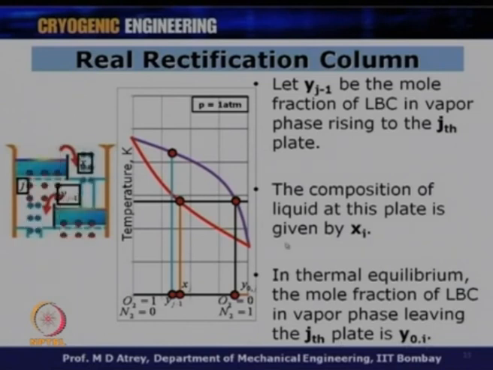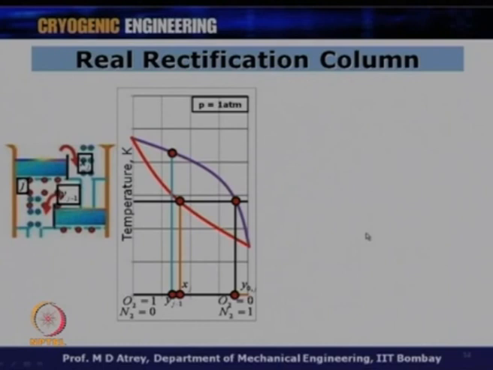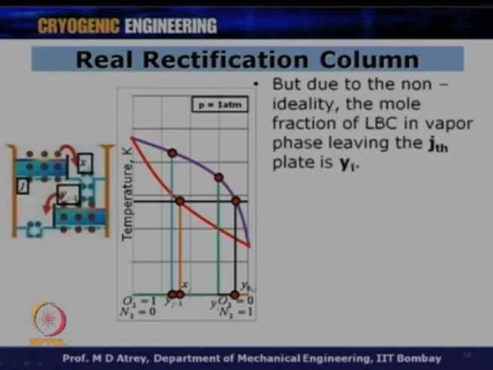But again, this is an ideal condition. The vapor which is leaving is not going to be at the same temperature as the liquid, but it is going to be somewhere higher than this. Therefore, the real vapor leaving the jth plate is going to be at a higher temperature. But due to the non-ideality, the mole fraction of the low boiling component in the vapor phase leaving the jth plate is going to be Yj, and this is my Yj.